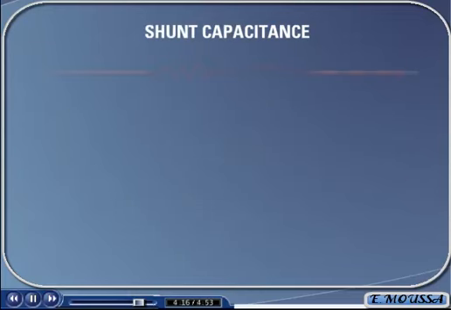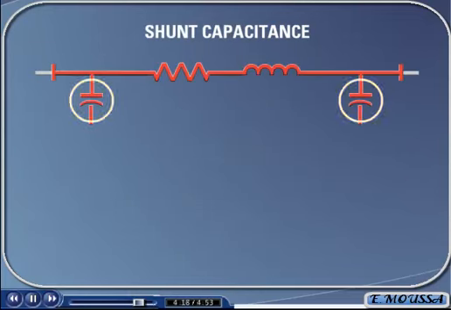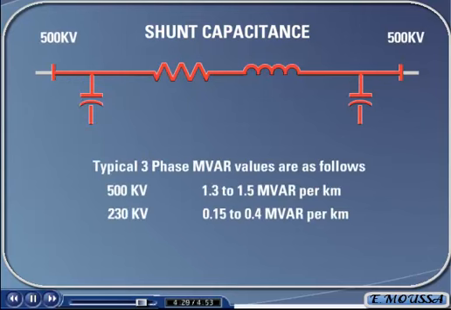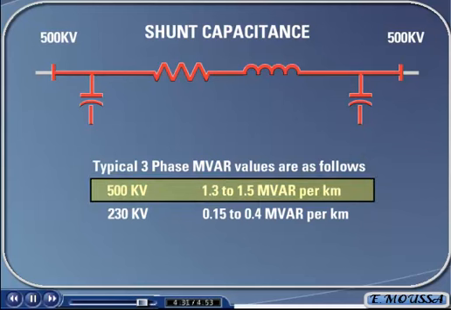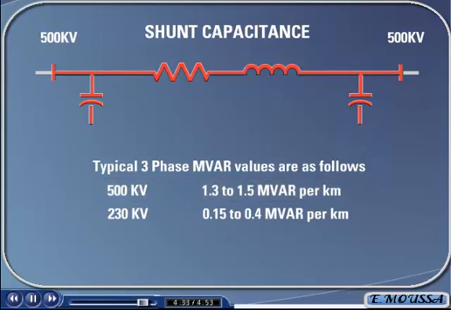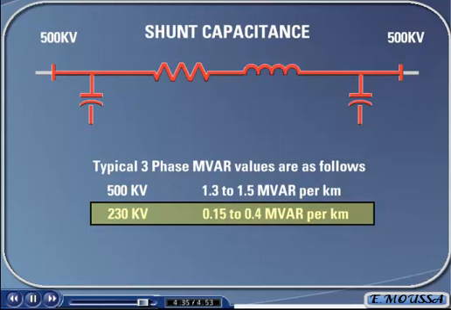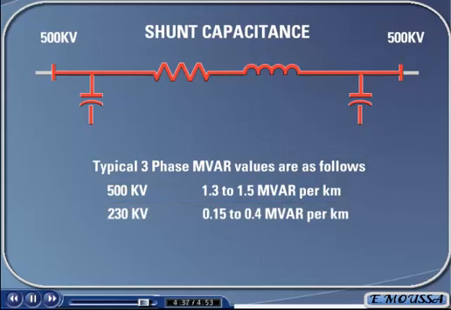Shunt capacitance occurs between the transmission lines and the ground. This capacitance counterbalances some of the inductance by adding leading MVARs on the line and helps bring the current and voltage back to unity power factor. Typical three-phase MVAR values are 1.3 to 1.5 megavars per kilometer for 500 kilovolt lines and 0.15 to 0.4 megavars per kilometer for 230 kilovolt lines. Caution needs to be taken when transmission lines are used with high voltage potentials.